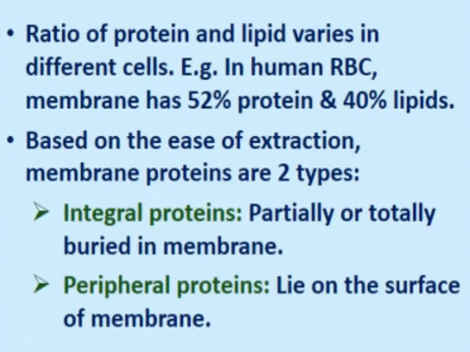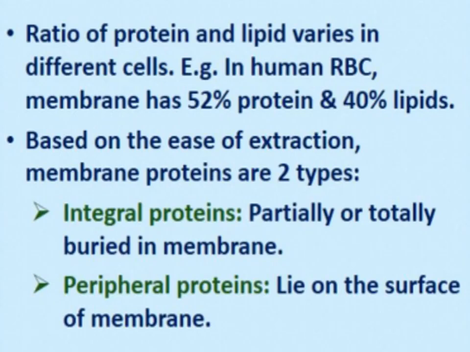The ratio of protein and lipid varies in different cells. For example, in the human RBC membrane, 52% protein and 40% lipids are found. So this ratio can vary in different cells, and based on ease of extraction, meaning how easily a protein can be extracted from the plasma membrane, membrane proteins are of two types: integral proteins and peripheral proteins. Integral proteins are partially or totally buried in the membrane, while peripheral proteins lie on the surface of the membrane.